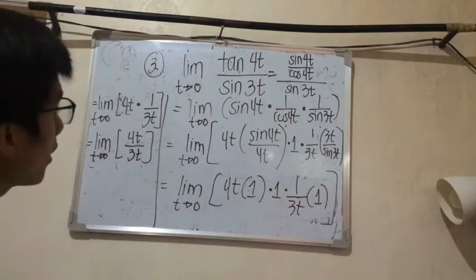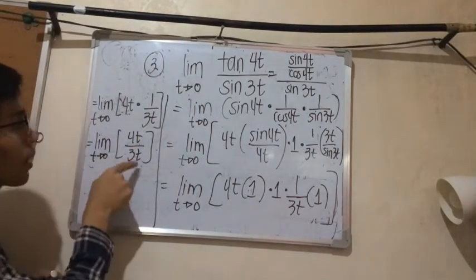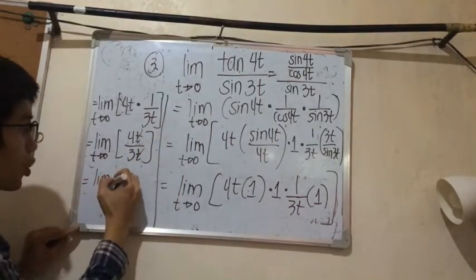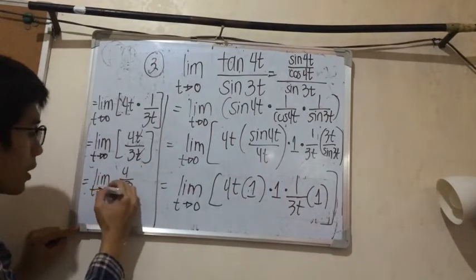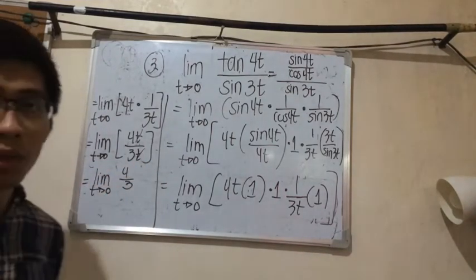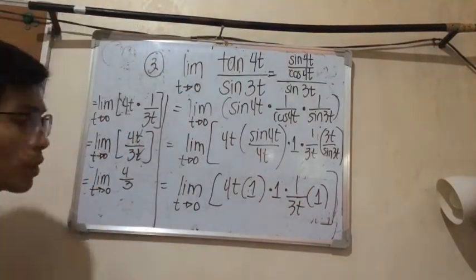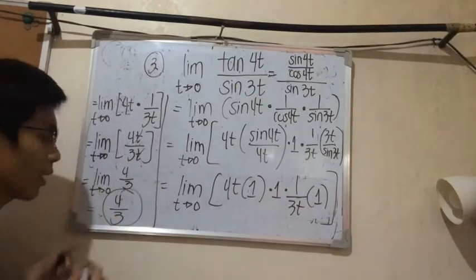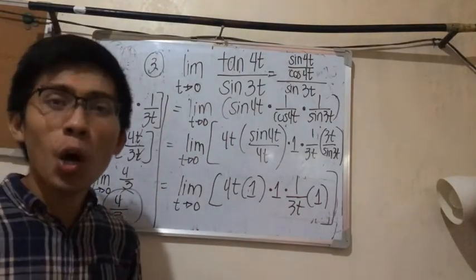Meaning we're not done yet. As you can observe, we are able to cancel the variable t. We can divide. The remaining term now is the limit of 4 over 3 as t approaches 0. What is the limit of 4 over 3? Take note, 4 over 3 is a constant, meaning we can use the constant function, and that is 4 over 3. Therefore, the limit of this function is 4 over 3.